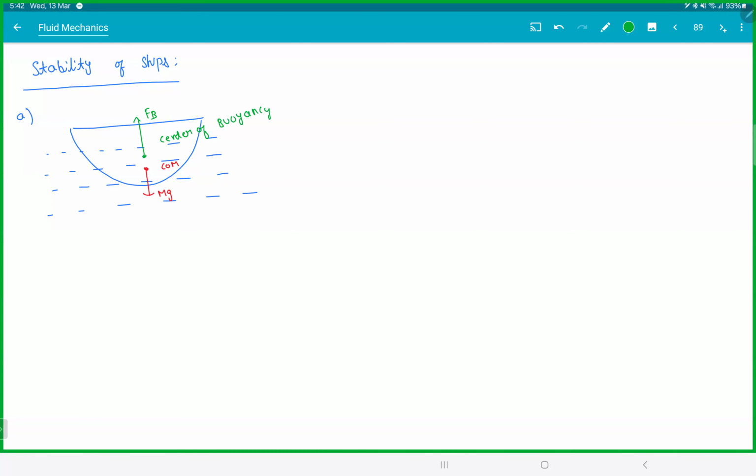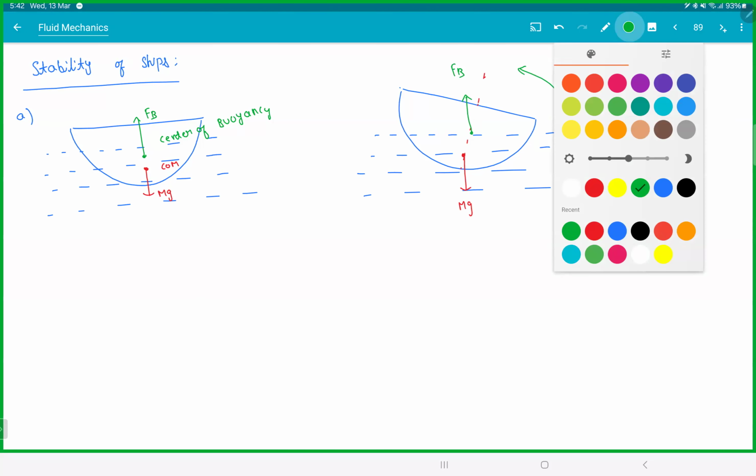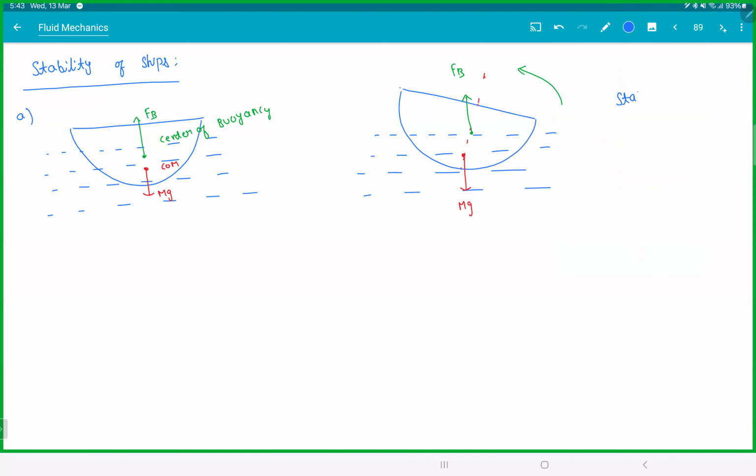So if you design a ship where the center of mass is below and the center of buoyancy is above, see what happens. Now, if the ship tilts for whatever reason, the mg will act this way, the buoyancy force will act this way. If you see, the system will actually go back. This is a stable equilibrium. So every time the ship tilts, it will go back to its initial position.